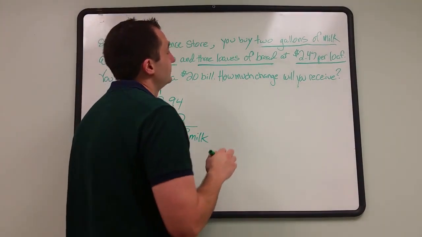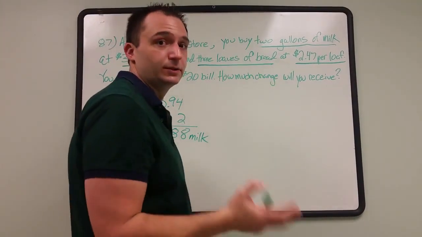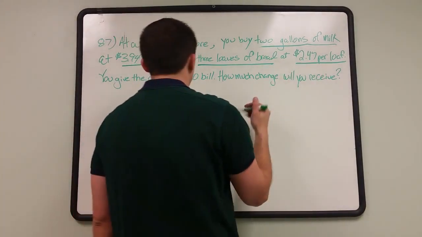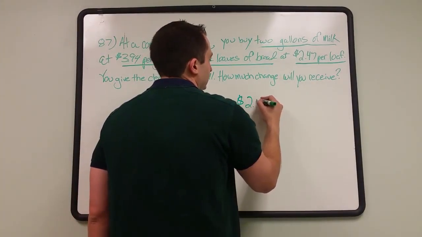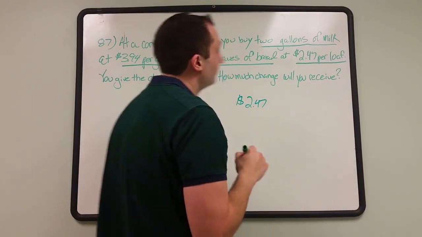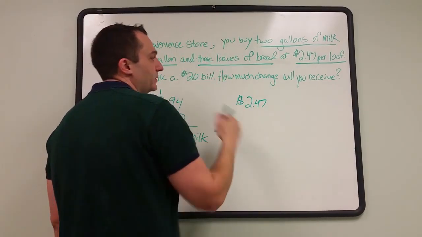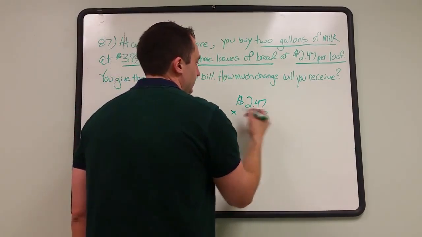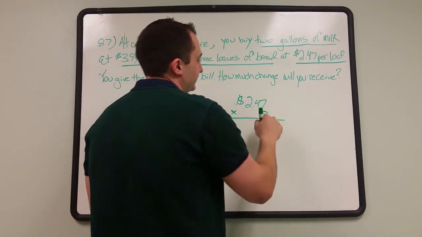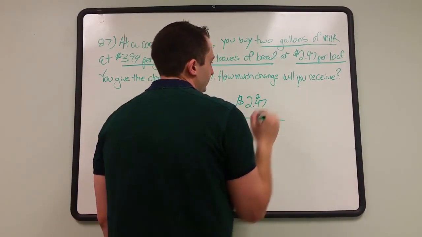And in order to find out how much it costs for the bread, we're going to do the same operation. You're going to take your $2.47 and multiply that by how many loaves of bread, times 3. 7 times 3 is 21, write the 1, carry your 2.